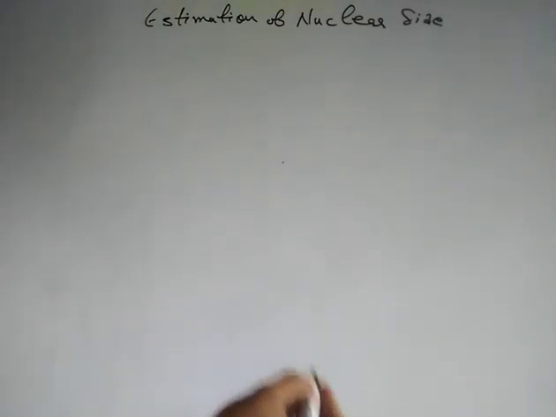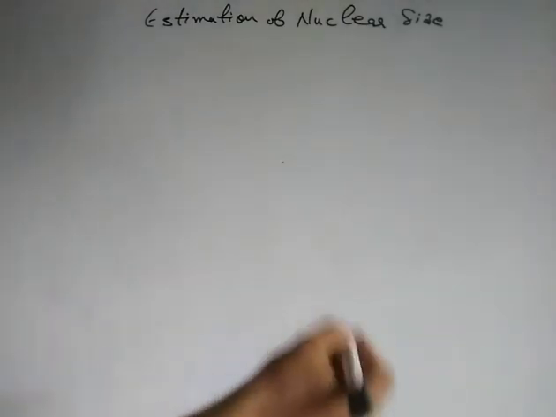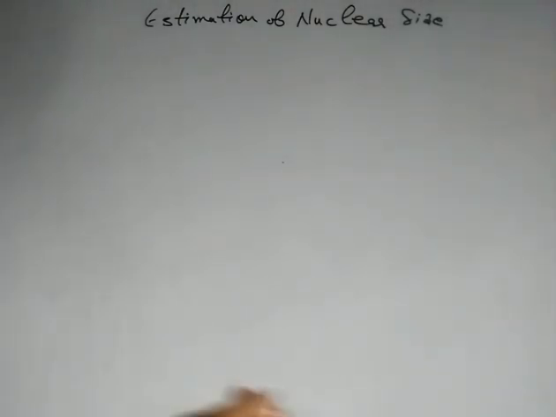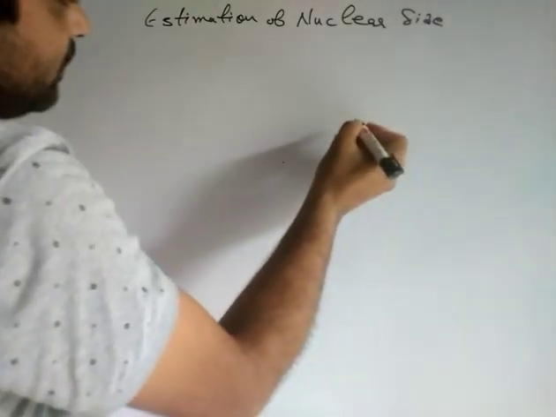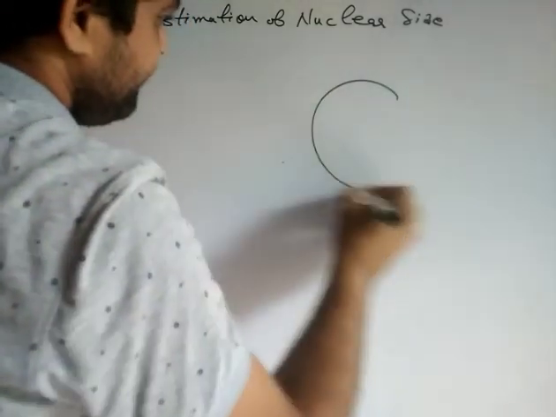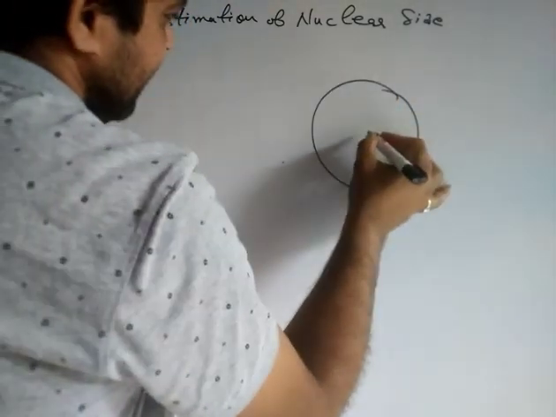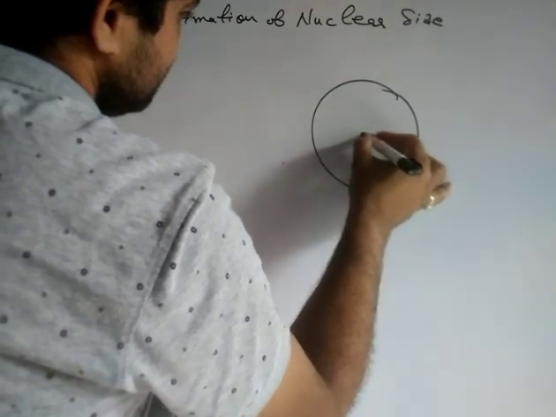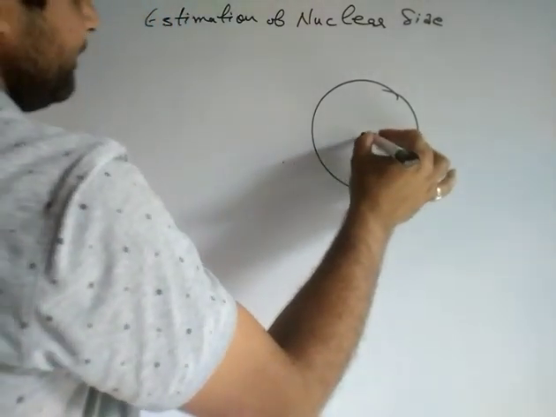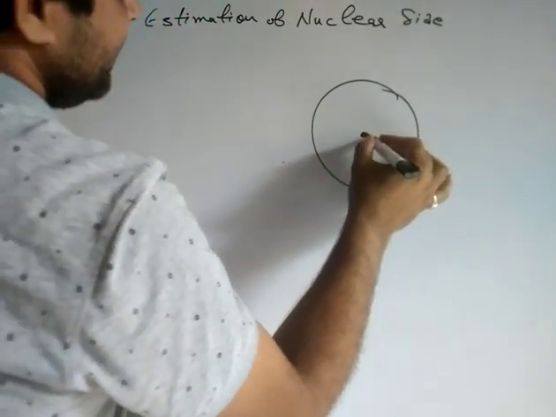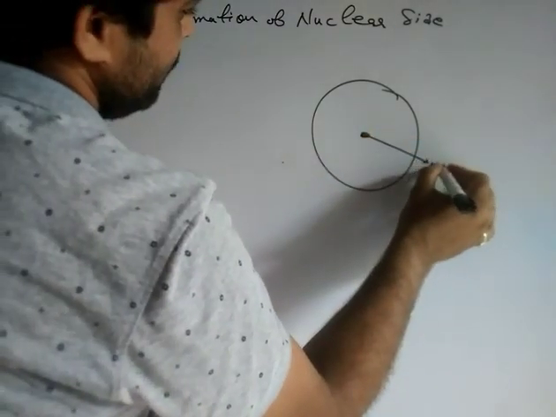According to the Rutherford model of atom, which till date we also follow, suppose this is your atom, then at the center of the atom there is a positively charged core. This is the positively charged core, and Rutherford gave this core the name nucleus.